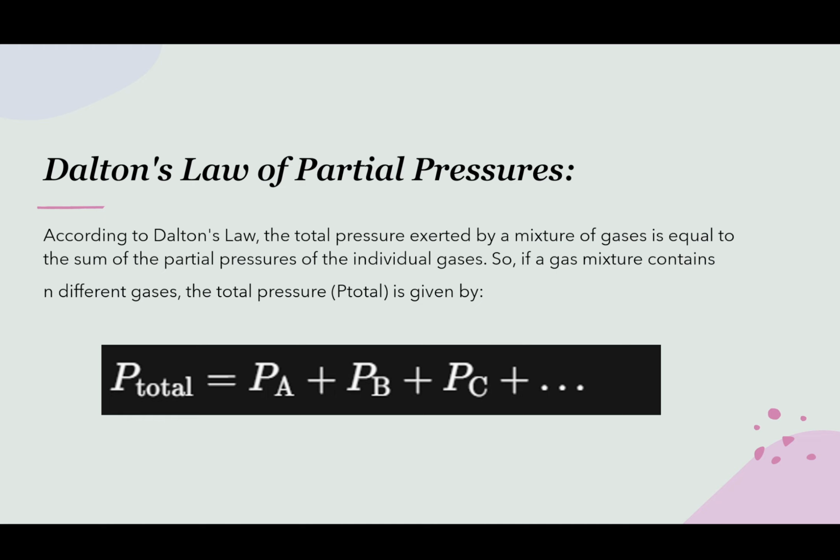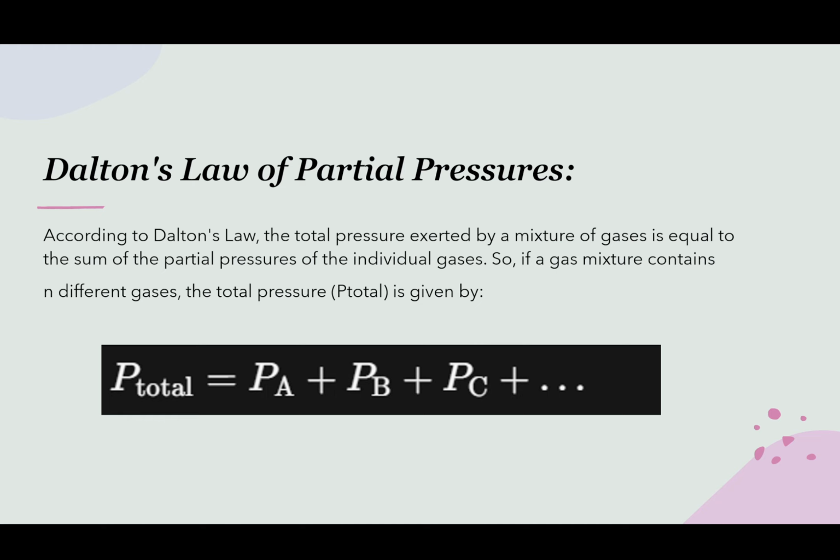Interesting, isn't it? If a gas mixture contains n different gases, then the total pressure is given by this. So P total is the sum of every other partial pressure. Does this make sense? Yes, sir.